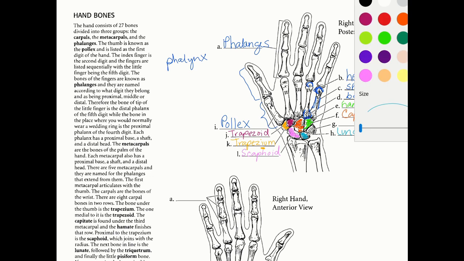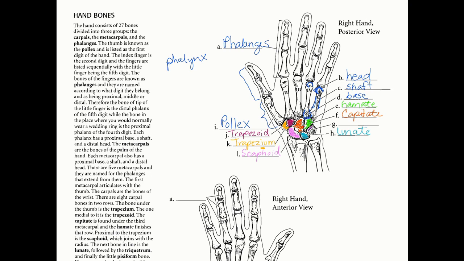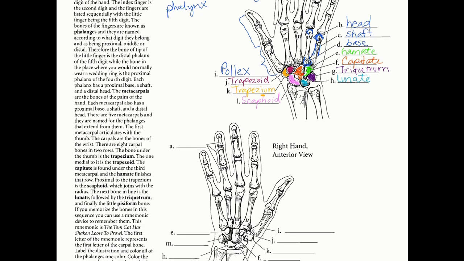And lastly, running out of colors. And then the furthest medial is G, and G is the triquetrum. Okay. The only carpal that we can't see in this view is the pisiform, but we can see the pisiform in the anterior view. So let's go ahead and scroll down.